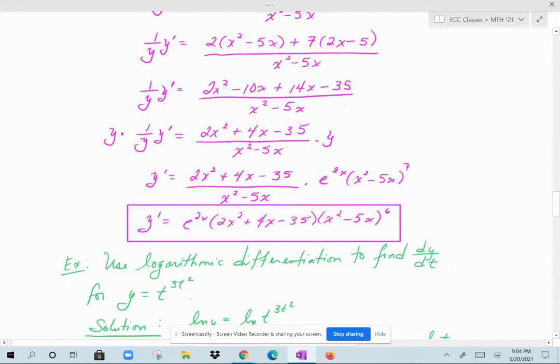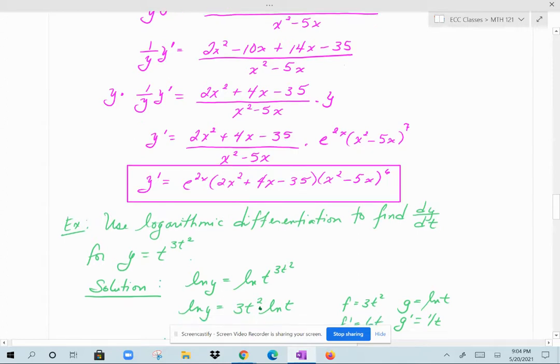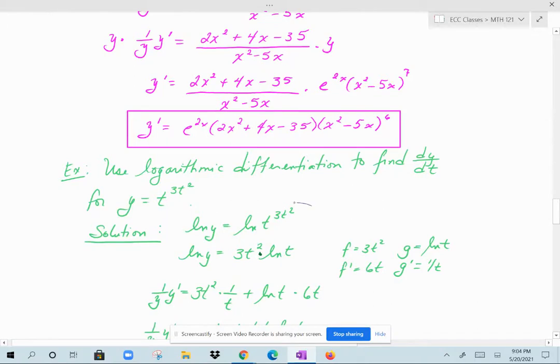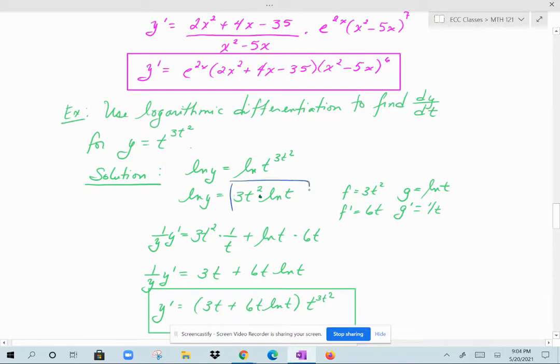Okay, so here we're asked to use logarithmic differentiation to find dy/dt for y equals t to the 3t squared. So, same first step: take the natural log of both sides, and on the right side, we can rewrite it using our logarithmic laws as 3t squared times ln of t. So now I'm ready to take the derivative, and on the right side, I have to apply product rule, and the work for that is here.